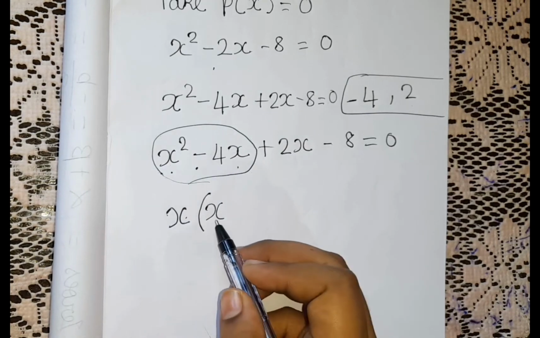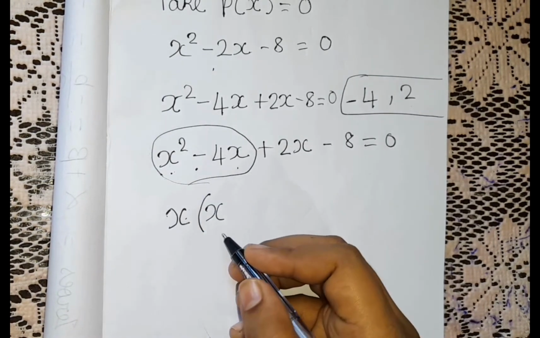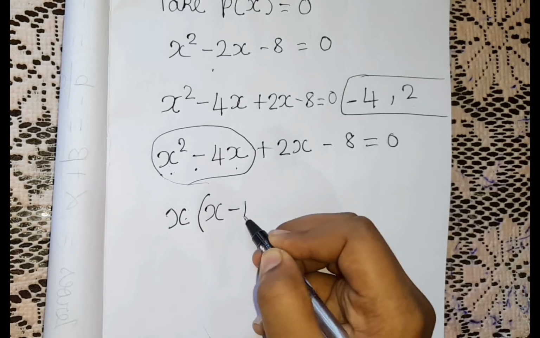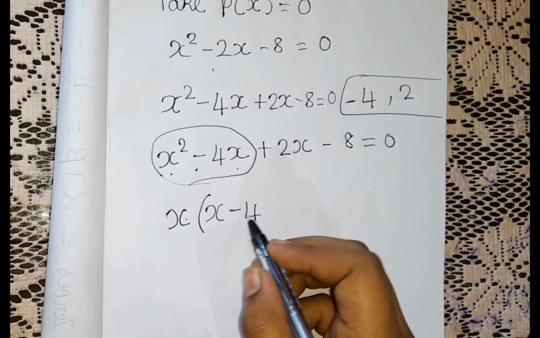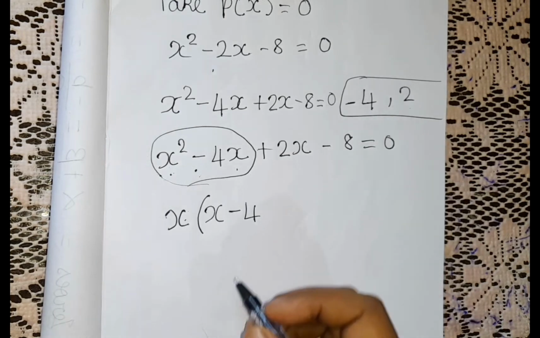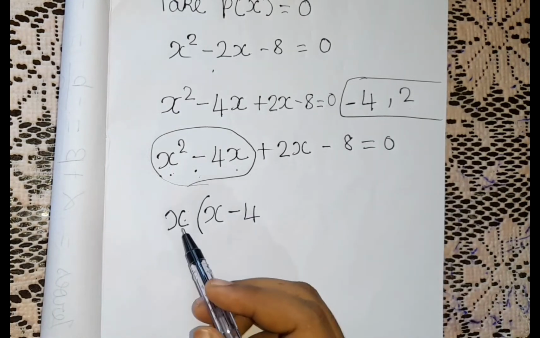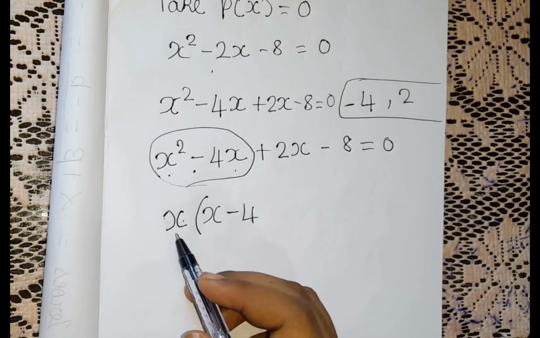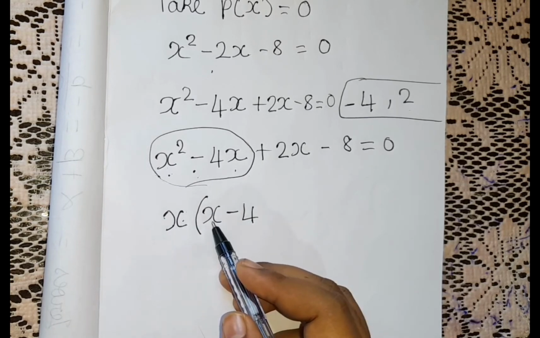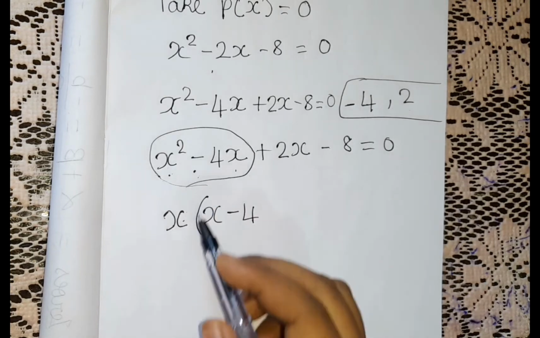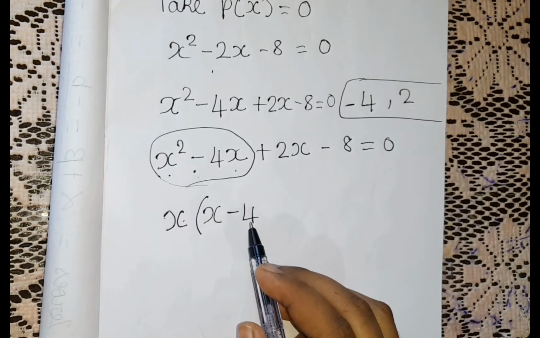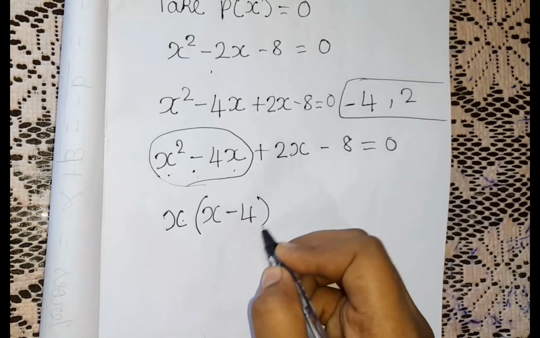Okay. So x into x is x square, and then we shall write minus 4 as it is. Why? Because minus 4 into x is minus 4x. So no need to write the x again. Why? Because outside it's there. So this x belongs to this x as well as this minus 4. So x into x is x square and x into minus 4 is minus 4x. Okay. Finally we got this term.